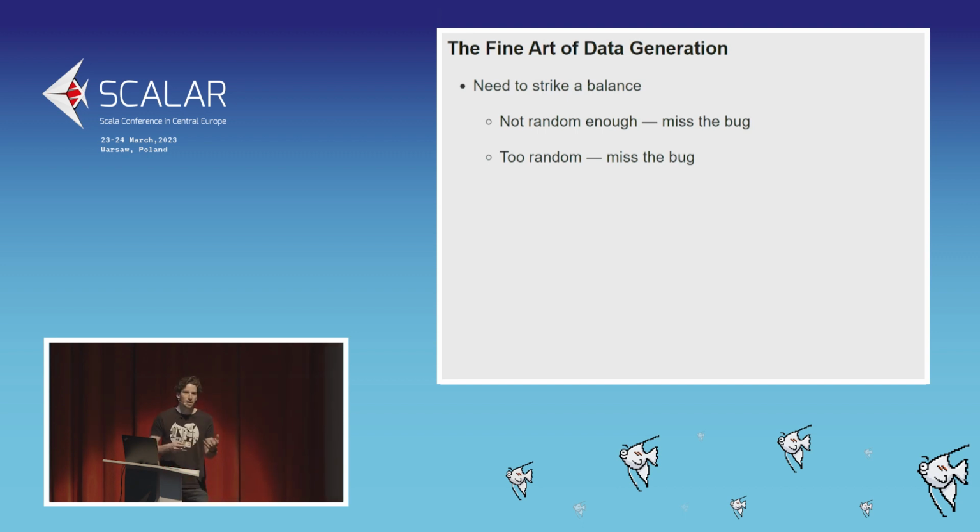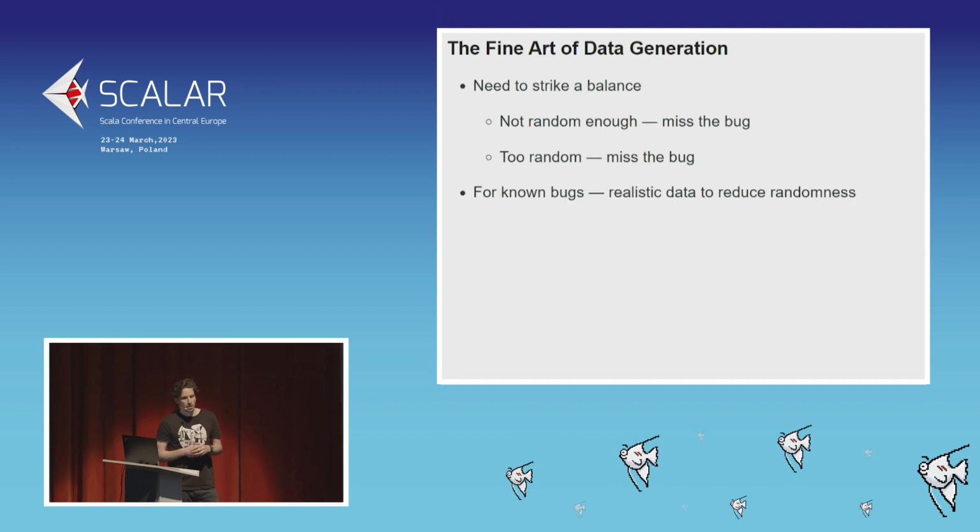But if the data is too random, we might be just scattered around the whole state space, and we won't have much chance of hitting the bug accidentally. So we need to create a state space that's large enough to cover our bug, but not too large so that we scatter around it and can't actually pinpoint that bug.